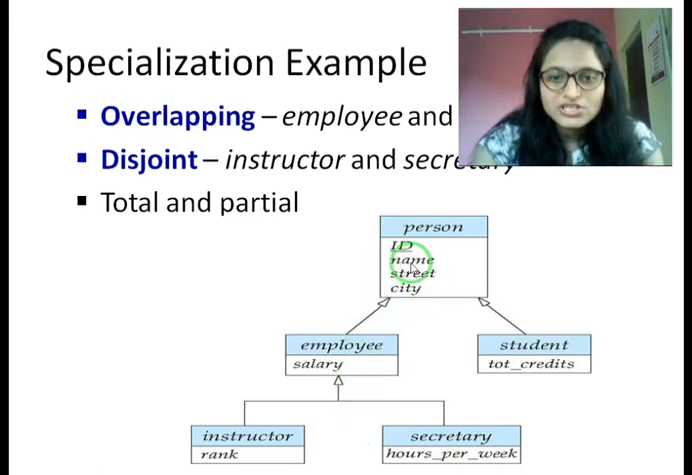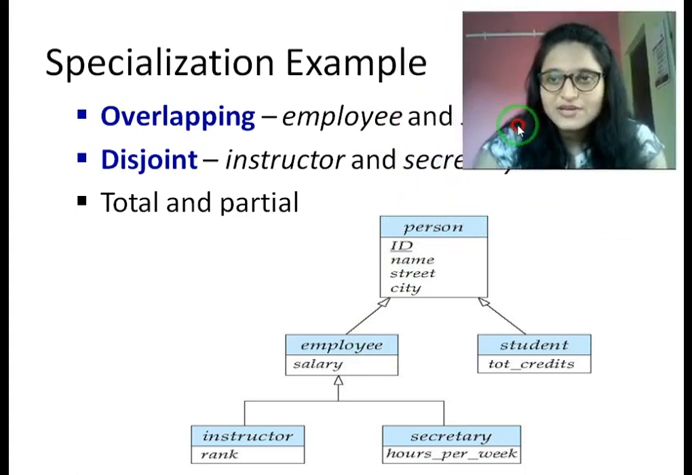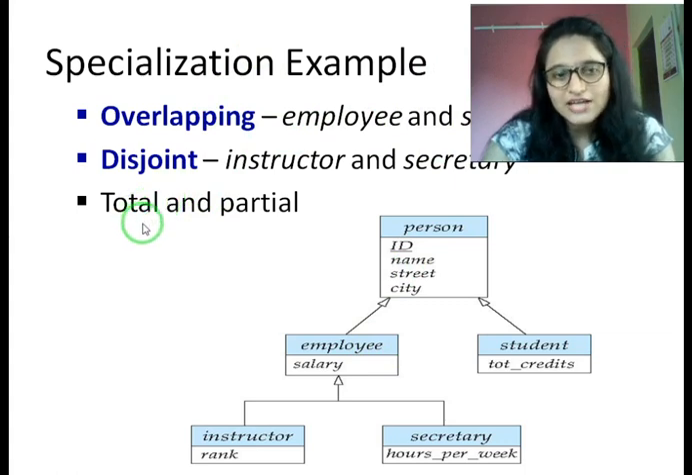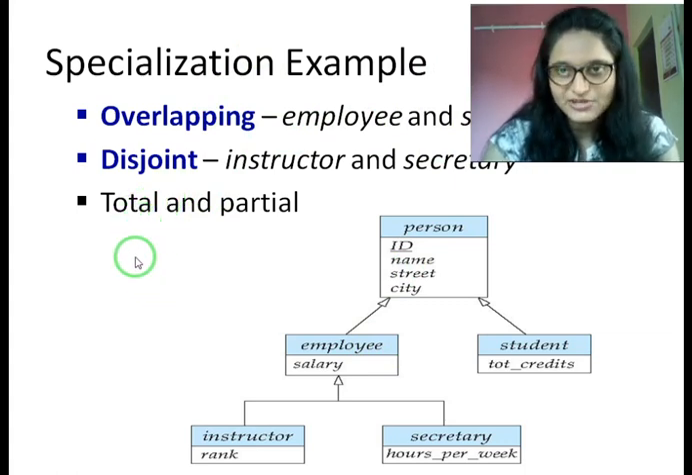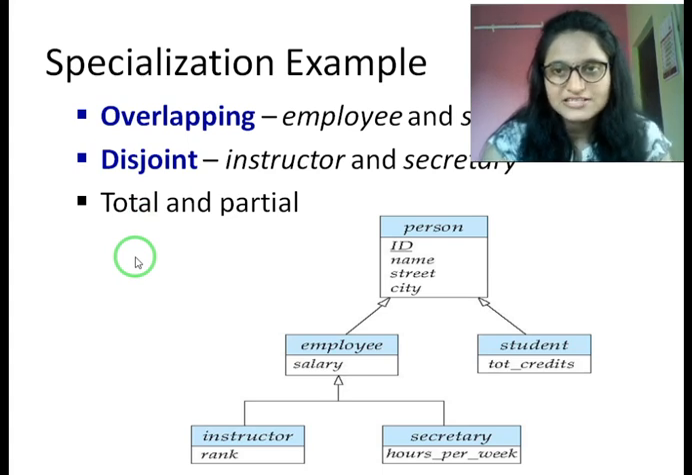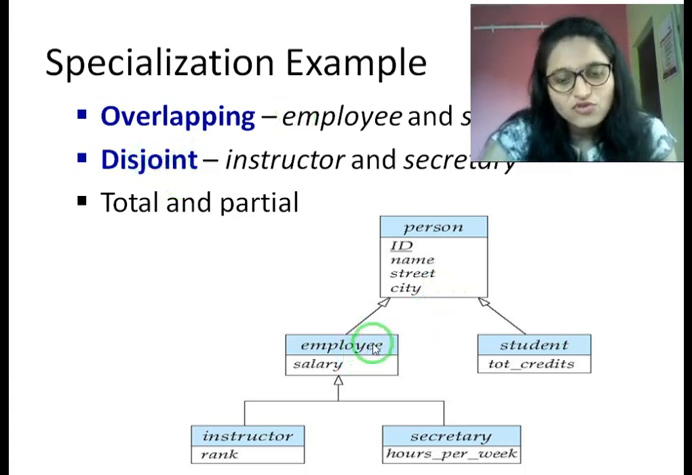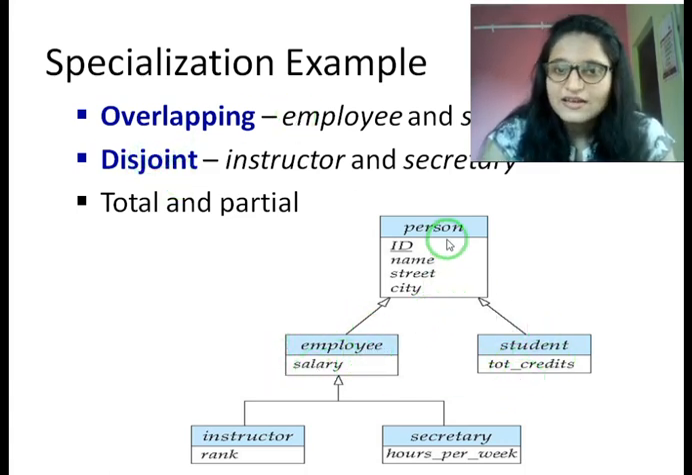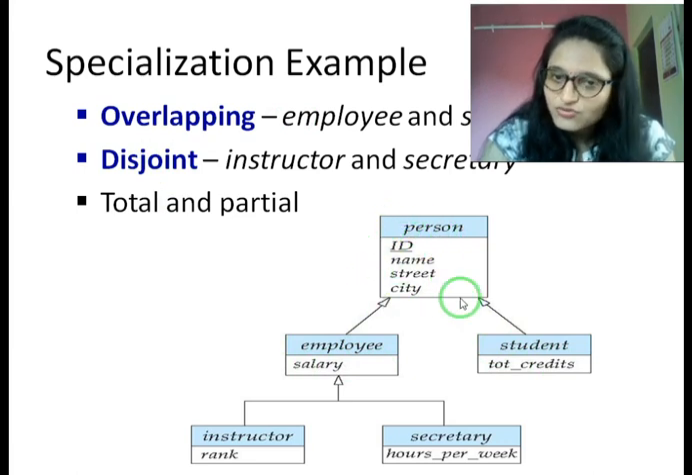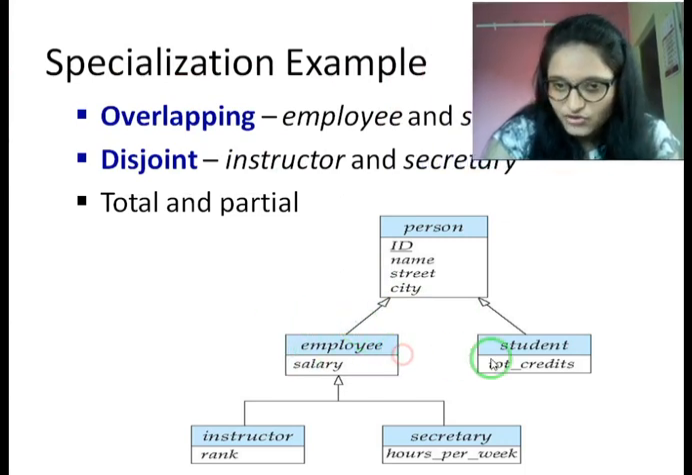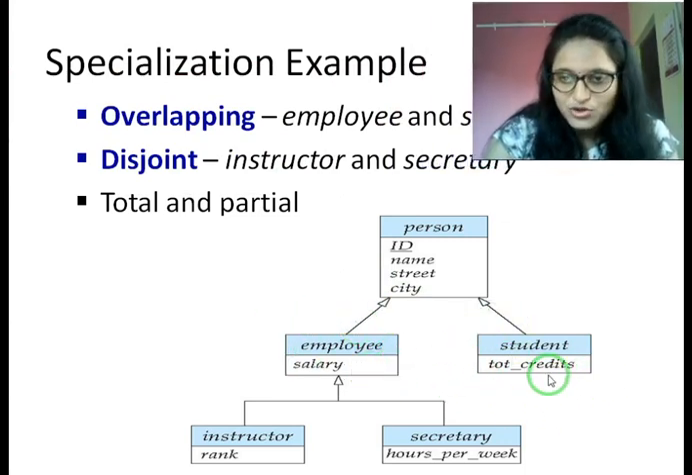Right. So dear student, here there may be two constraints, that is overlapping and disjoint. It also has total and partial participation. So what is total and partial participation? We will see in the next slide after the generalization concept. See here, for the overlapping, for employee and student, we are taking the attributes from the person class. So employee and student have overlapping attributes.